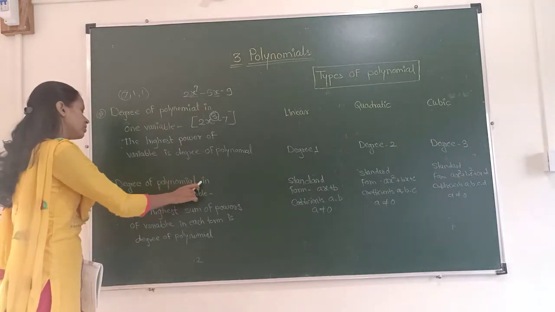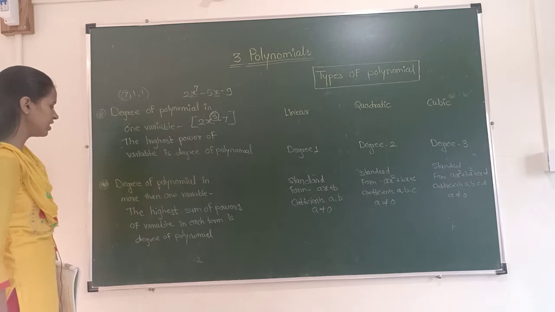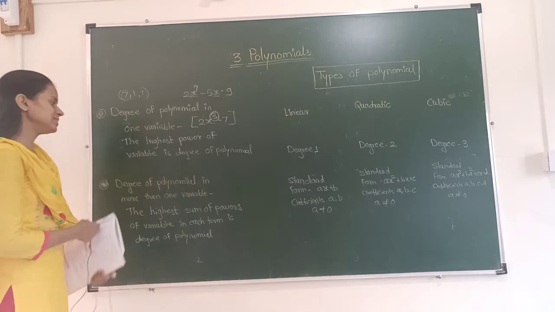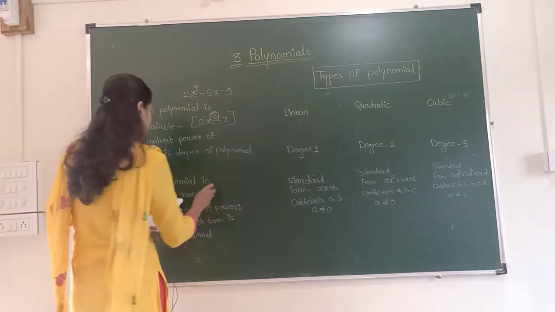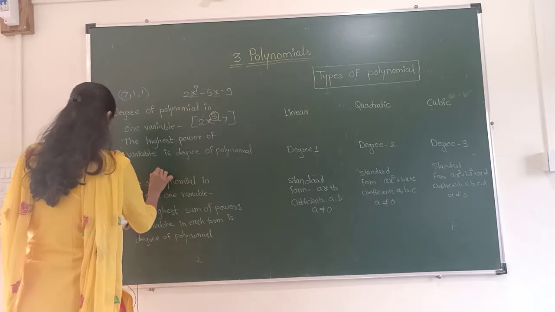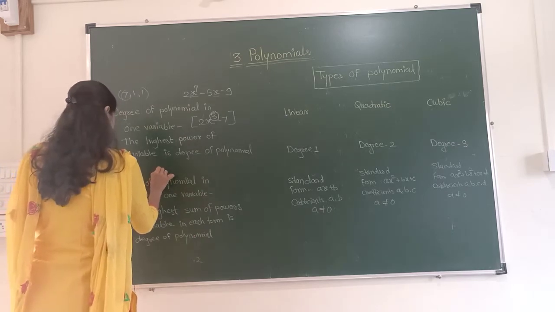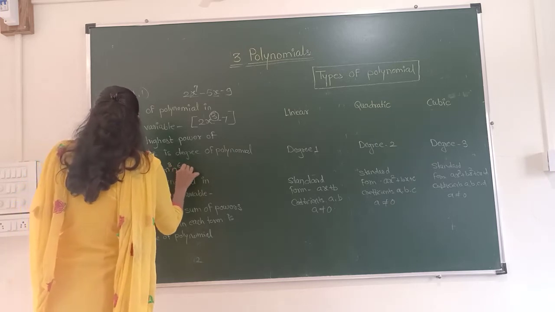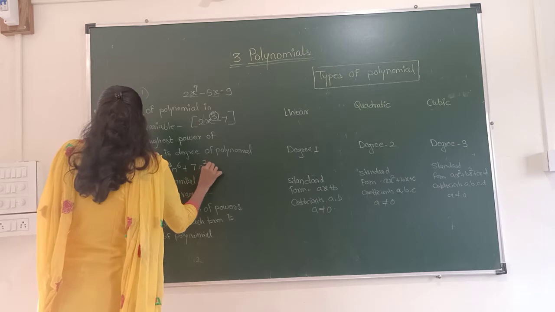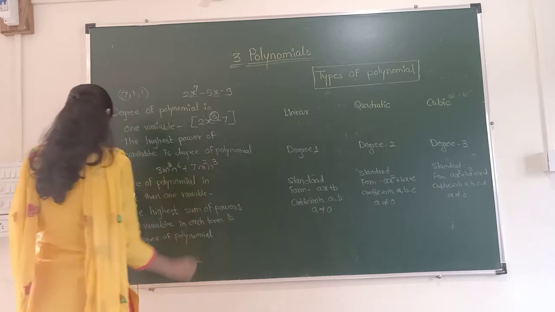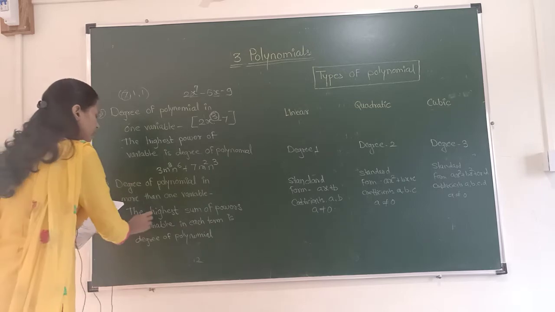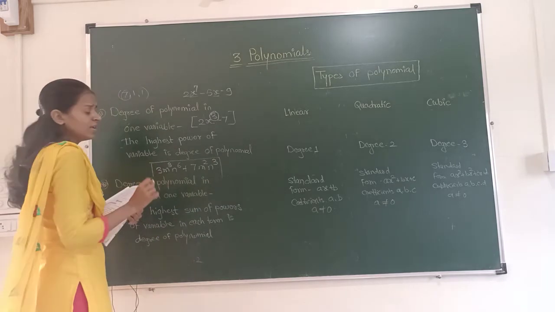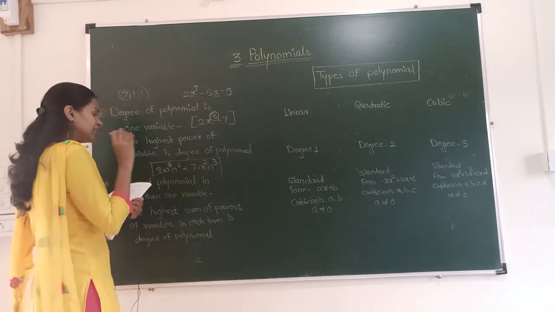Now we will see the degree of a polynomial for more than one variable. The highest sum of powers of the variables in each term is the degree of the polynomial. We will see the example. I will write here 3m^3 n^6 plus 7. Okay, now what we have to do, the highest sum, so we have to take the sum of the powers of each term.